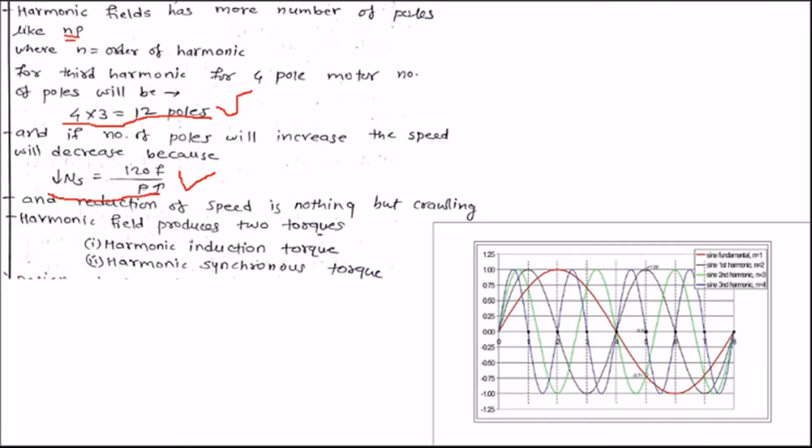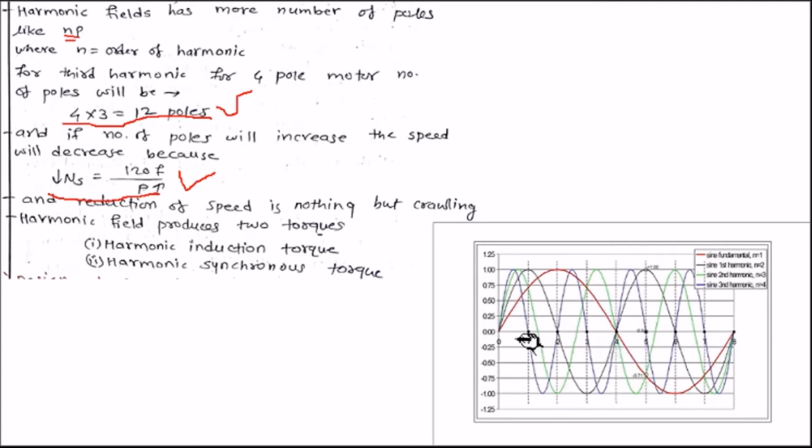Now this is the impact of your harmonics. Harmonics will increase the number of poles here, and if your number of poles are increased, your synchronous speed will decrease, and this decrease in synchronous speed or subsynchronous speed is nothing but your crawling phenomena. So this is the impact of harmonics.